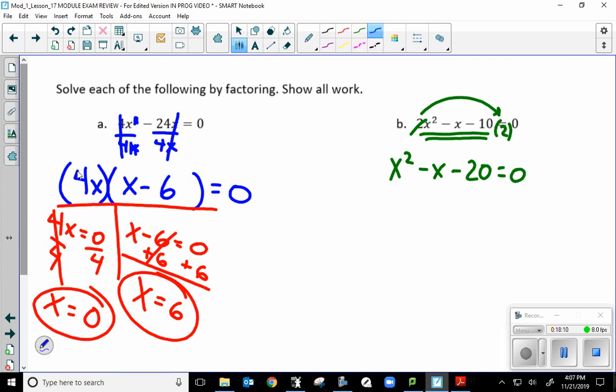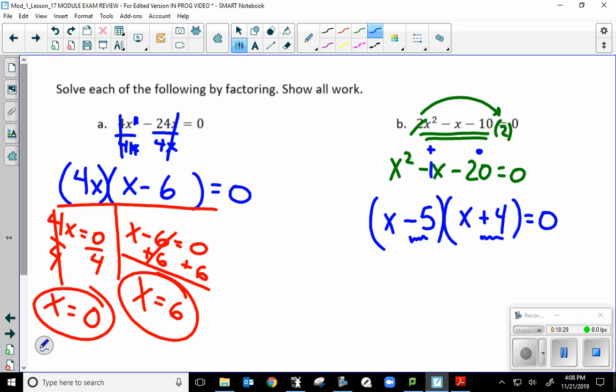Okay? Two things that multiply to be negative 20, that add to negative 1. I know I've got x's here. Minus 5, positive 4. If I multiply those, I get negative 20, these two numbers. And if I add them, I get negative 1. But here's the kick. A lot of students start to solve this. They say, okay, T-bone this, solve this. No, no, no. Okay, there's one more step.